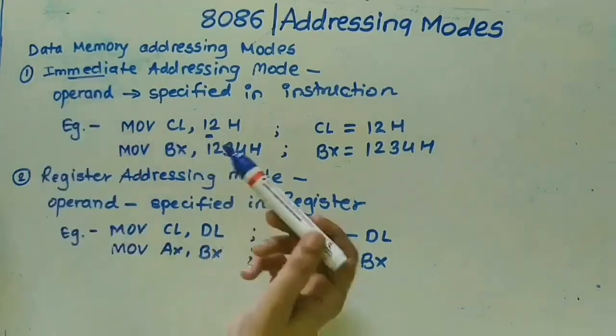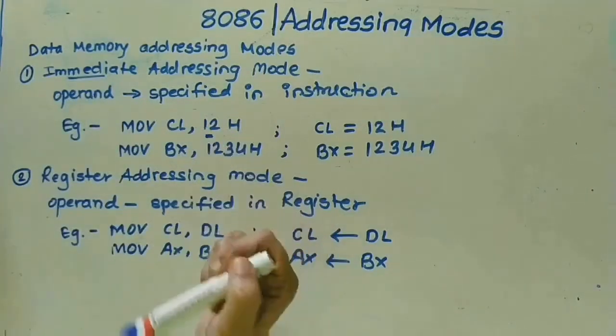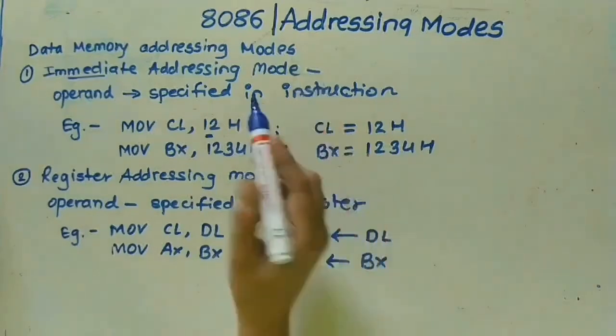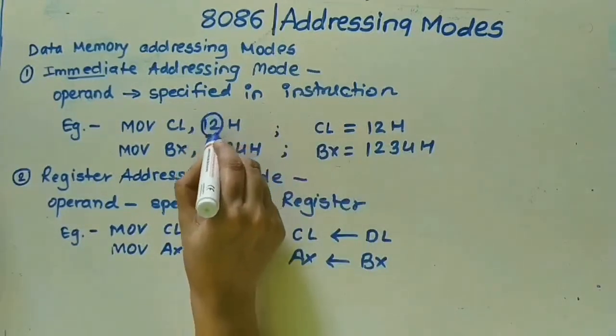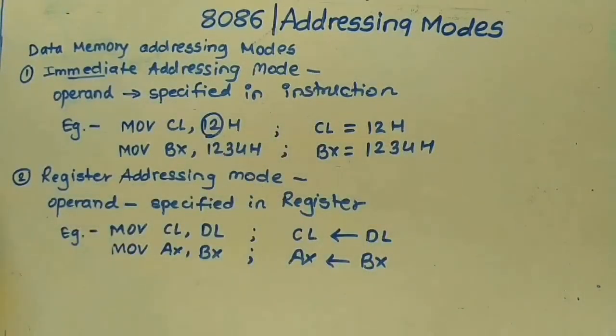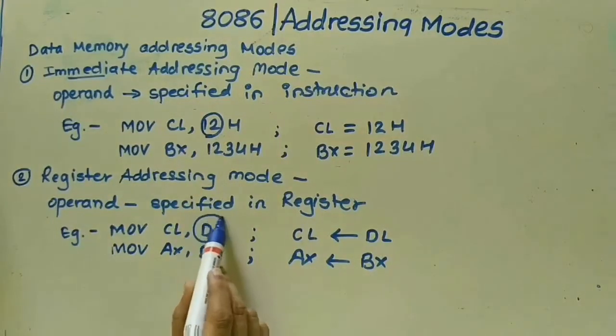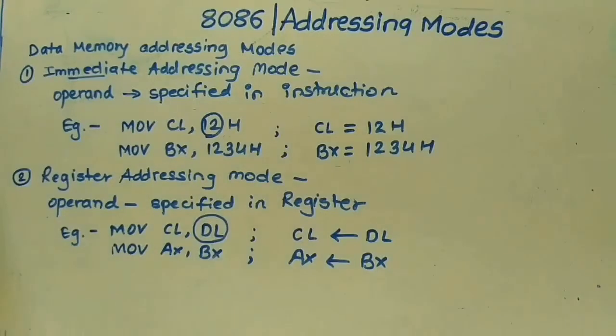We can see the difference in these two addressing modes. In immediate addressing mode, the operand is specified directly in the instruction, while in register addressing mode, the operand is specified within a register in the instruction.